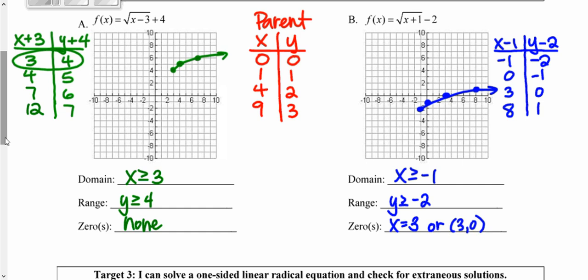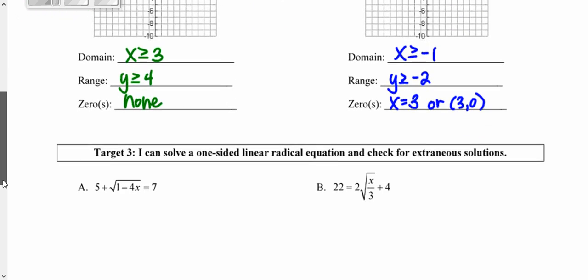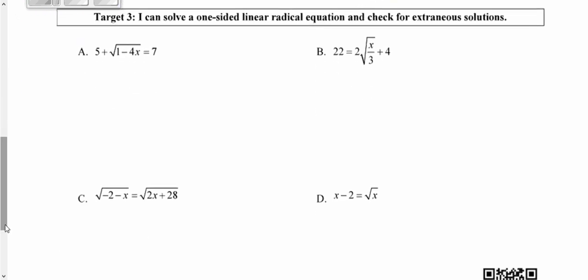All right, moving on to target 3. So we're solving square root functions and checking for extraneous solutions. So as a reminder on these problems, we have to get the square root by itself and then square both sides to get rid of the square root. So I'm going to start by subtracting 5 since that's not under the square root. And then to get rid of the square root, I'm going to square both sides.